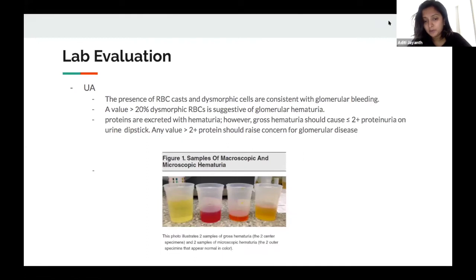And if you look at this picture over here, you'll see the samples of gross hematuria in the middle and microscopic hematuria. As you can see, microscopic hematuria looks like just regular urine, nothing special about it. But you will see abnormalities on your lab findings. And if I haven't said this enough during this presentation, just remember that hematuria plus protein, you should always consider a glomerular cause. Always. Okay.